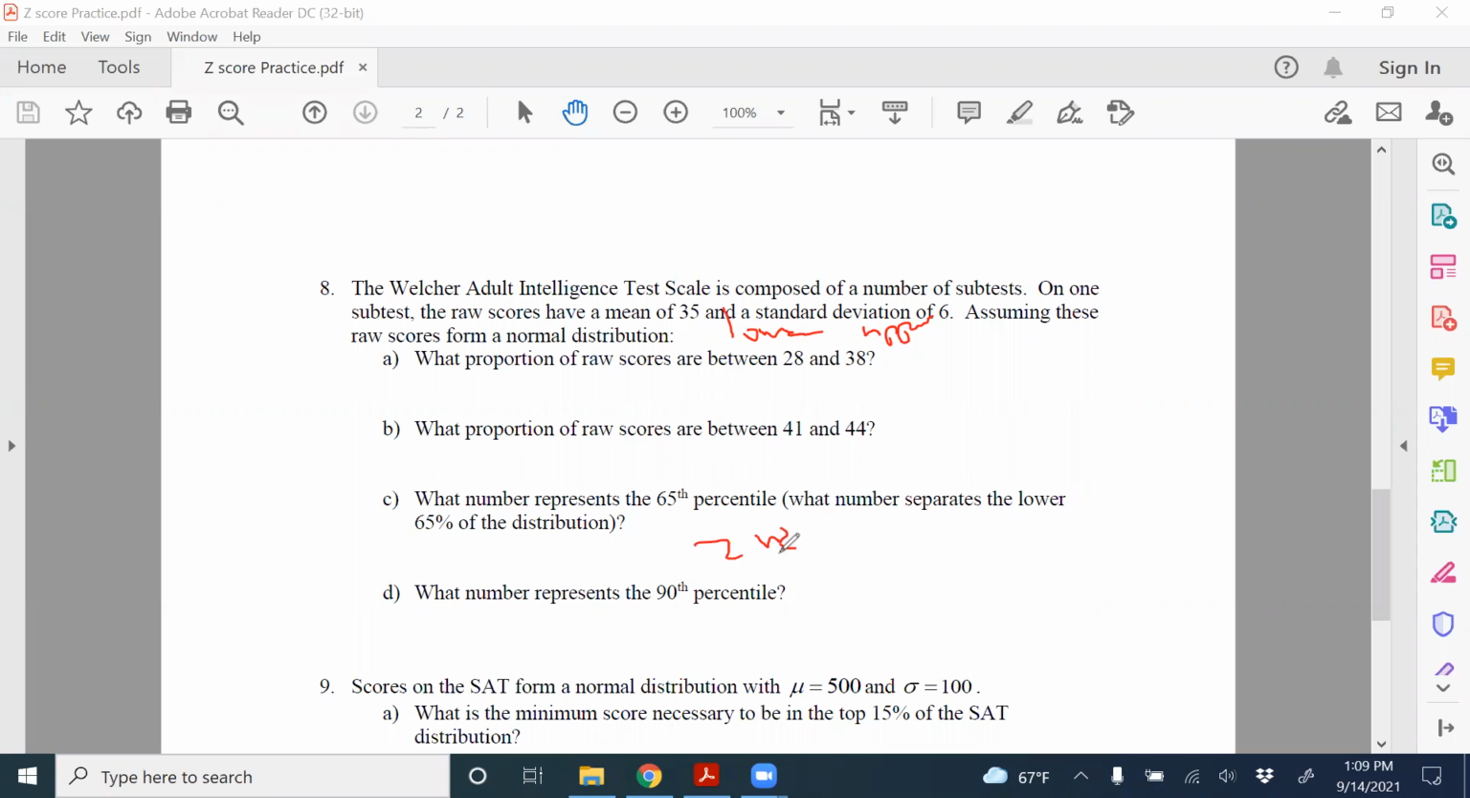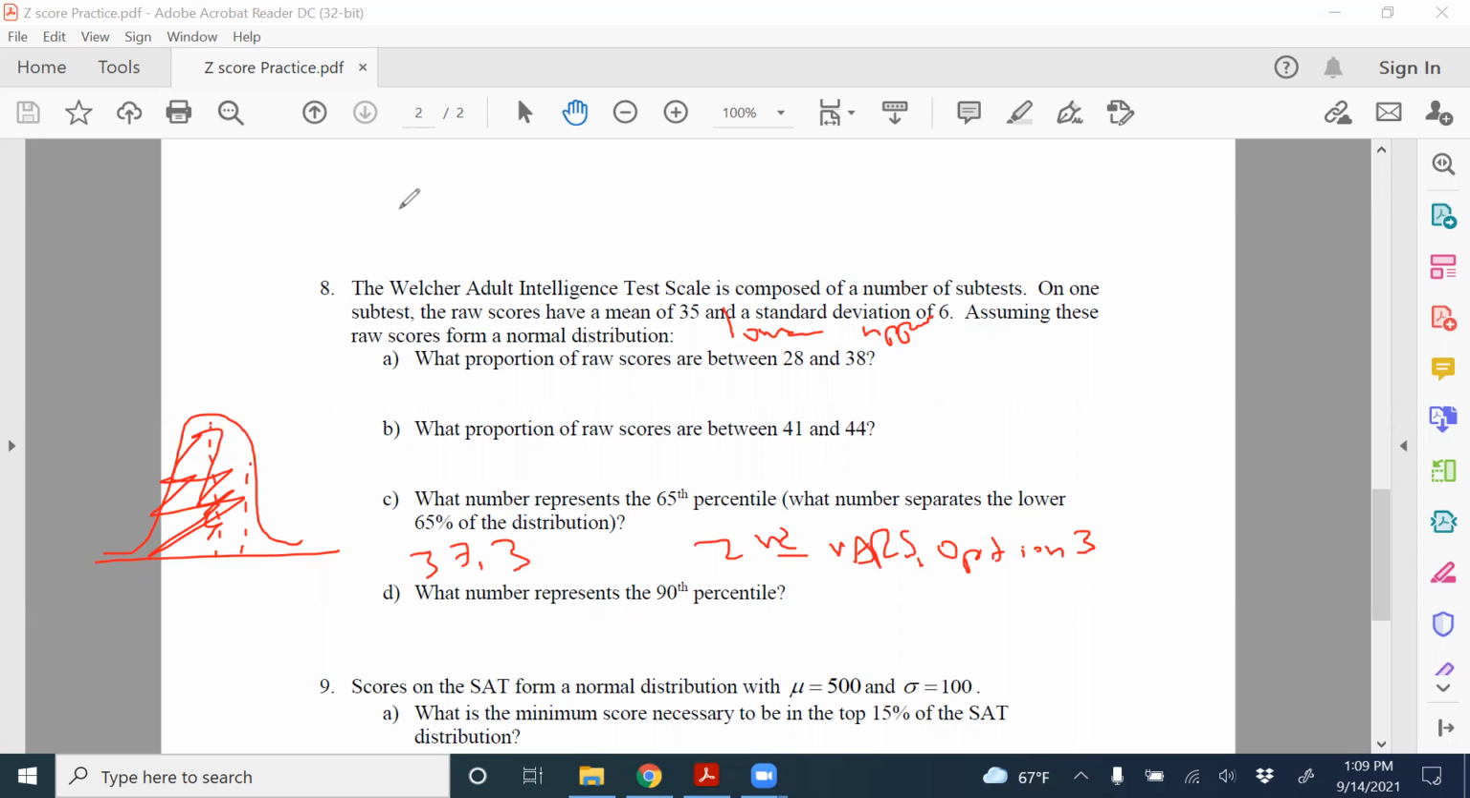Now, in this case, you're going to use 2nd Vars, option 3, inverse norm. The 65th percentile means that you have your mean right in the middle, and you want 65% of the data to be shaded to the left of where the 65th percentile is going to be located. So you put 0.65, and our mean is 35, our standard deviation is 6. You should get 37.3.